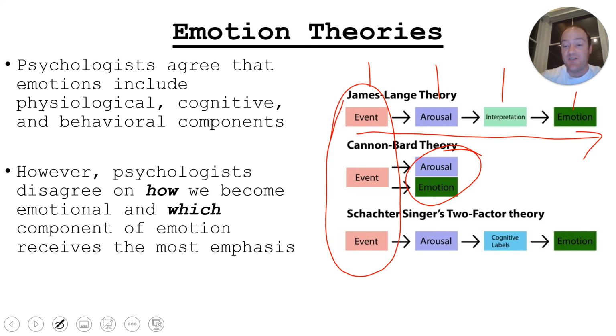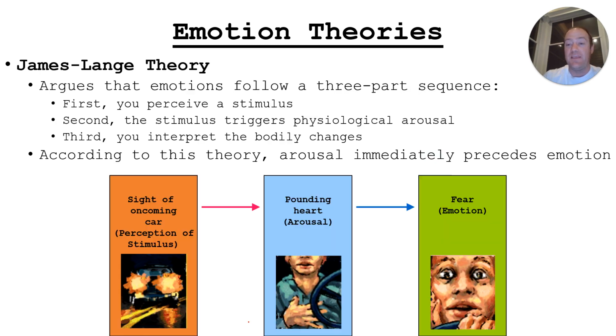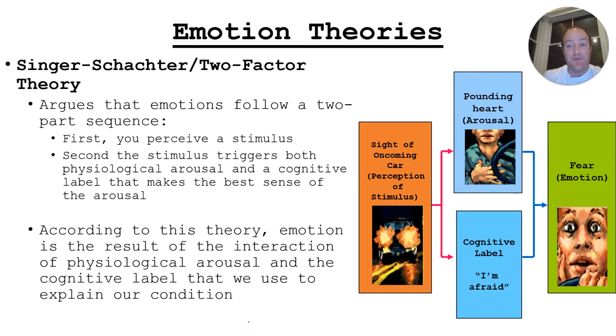And then Singer-Schachter, or two-factor, excuse me, the arousal and then the cognitive label is this kind of second stage, and then the experience of emotion. Okay. So you just have to know the order. You have to know how that relates back to the actual theory itself, and you should be good to go. All right, that's it for the first one. Both of these PowerPoints for emotion are pretty short, so I'll be back with the second part here soon, and I'll see you guys then.